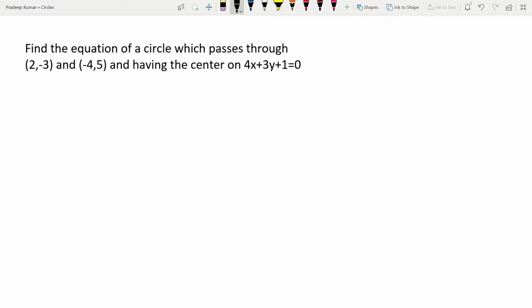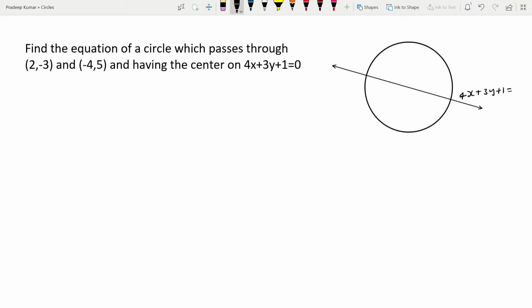Let's read the question. Find the equation of a circle which passes through (2, -3) and (-4, 5) and having the center on 4x + 3y + 1 = 0. Here there is a circle. On the circle, a straight line is passing through this circle. And this line is 4x + 3y + 1 = 0.